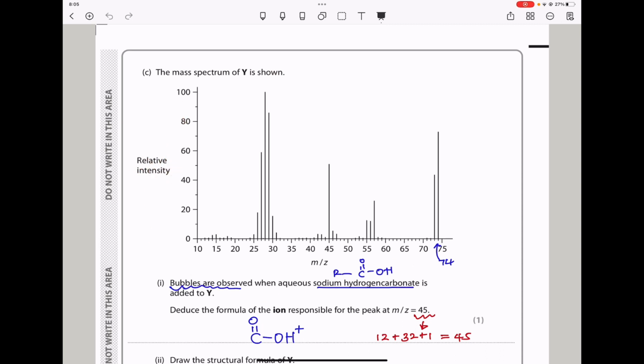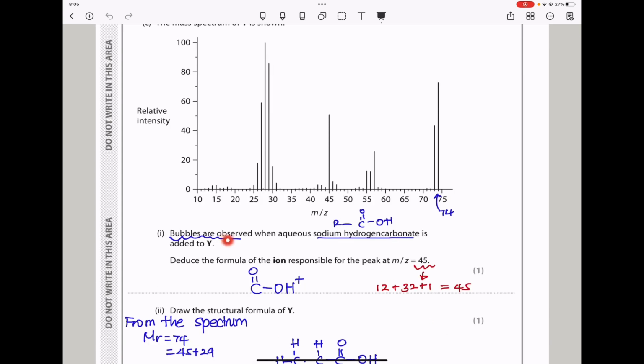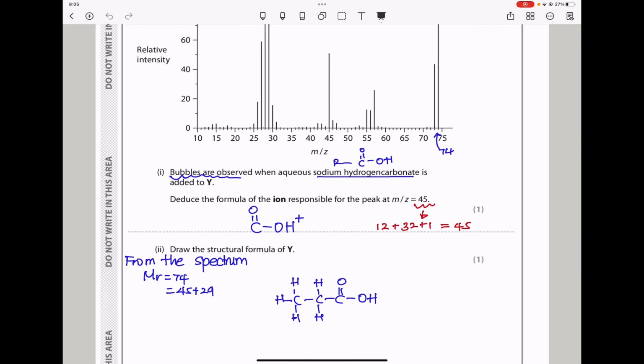We have the relative intensity and we have the mass to charge ratio. Then they say bubbles are produced when aqueous sodium hydrogen carbonate is added to Y. They want you to deduce the formula of the ion responsible for the peak at mass to charge 45. Now, because this produced bubbles with sodium hydrogen carbonate, it means the functional group present is going to be carboxylic acid, and therefore the ion corresponding to mass to charge 45 is going to be this ion here.